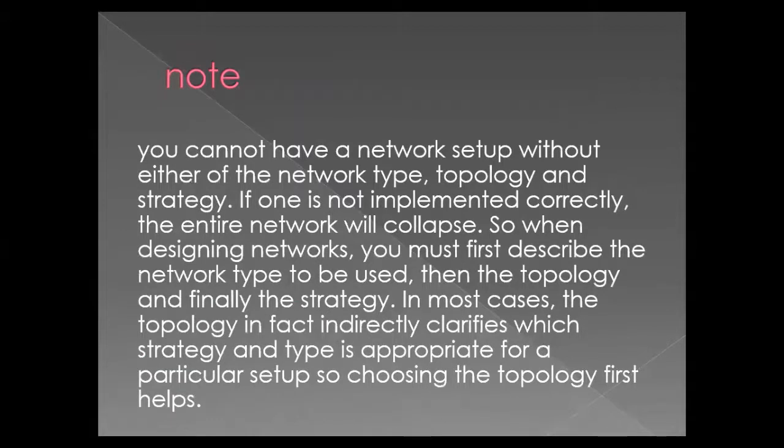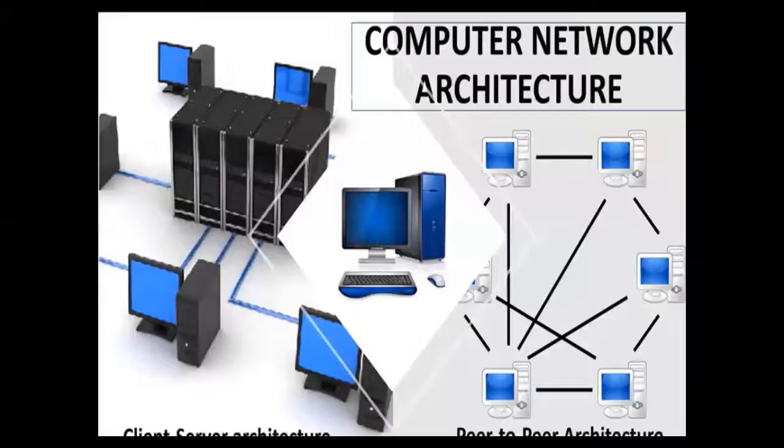So in order to have a network setup, you need to have all these things, right? If one is not implemented correctly, the entire network will collapse. So when designing networks, you must first describe the network type to be used, and finally the strategy. In most cases, the topology indicates which strategy and type is appropriate for a particular setup. So choosing the topology first helps. So it's better to choose the topology first, then the network type, then the strategy.